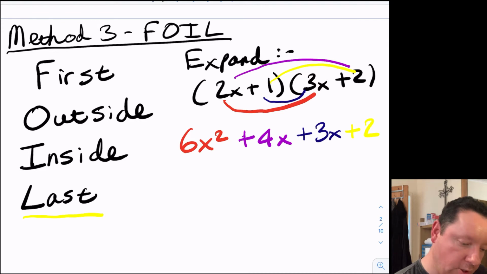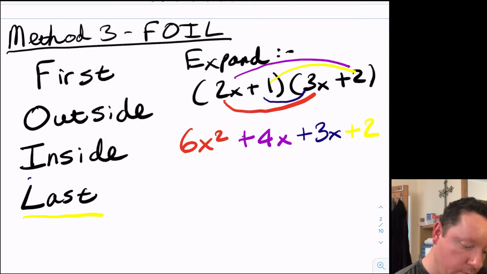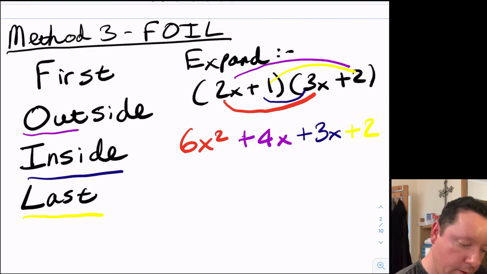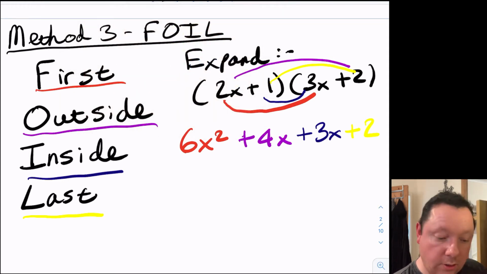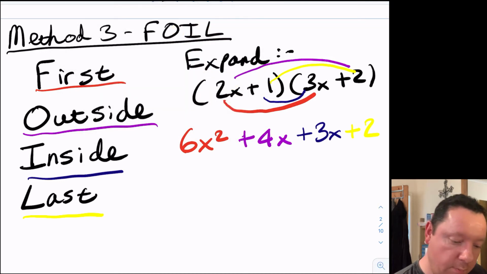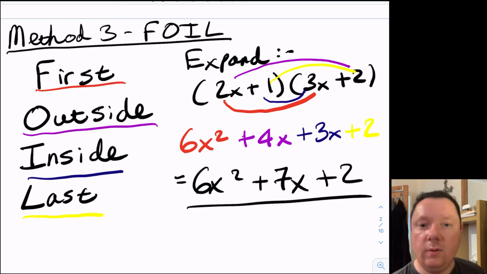So last is yellow, inside is blue, outside is purple, and first is red. First, outside, inside, last. And then as per usual, once we've got our 4 answers, we simplify by adding the 2 ones in the middle. So we get 6x squared plus 7x plus 2 again, which is exactly the same answer we got before.